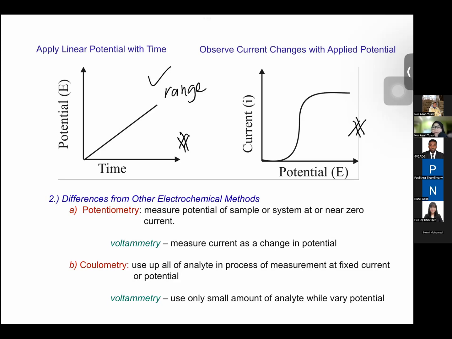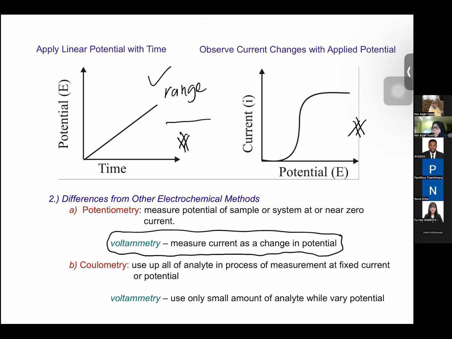Okay, so from that reduction and oxidation process, there is transfer of electrons. So transfer of electrons generates current. Okay, it will generate current. So you can see that voltammetry measures current as a change in potential. So this is related. A certain range of potential, then you get a certain amount of current.